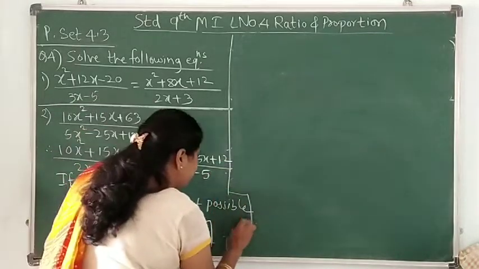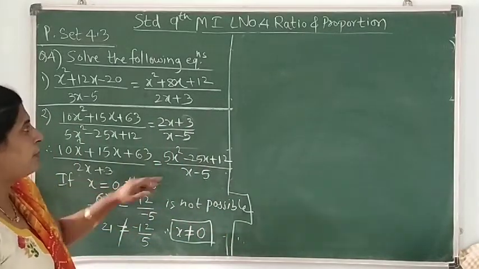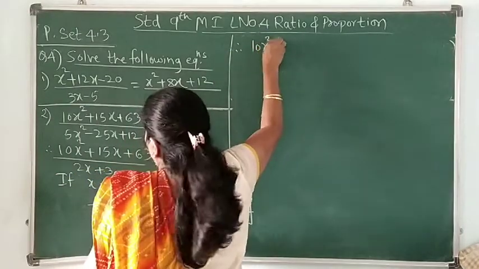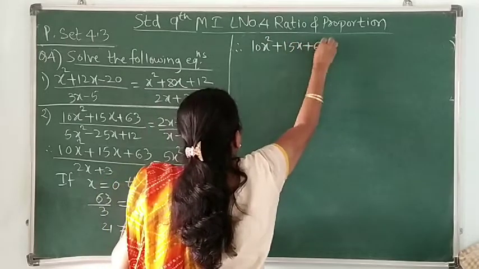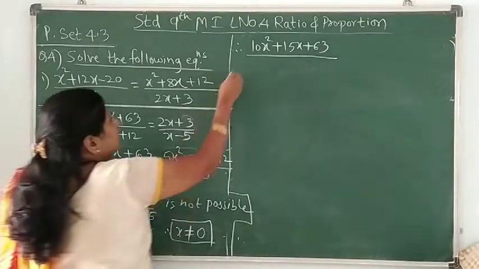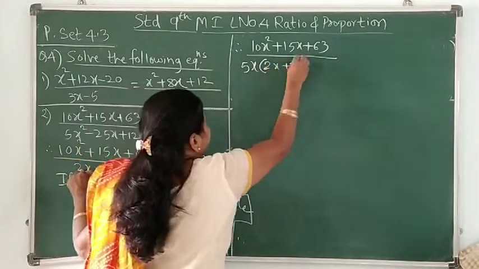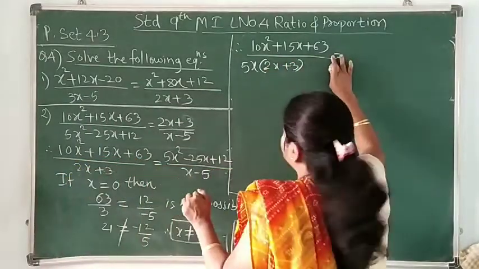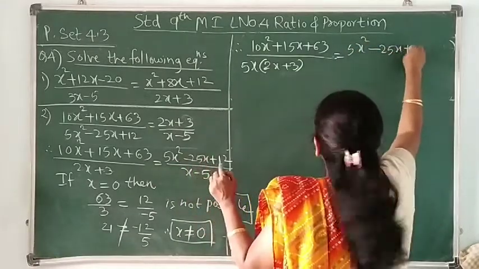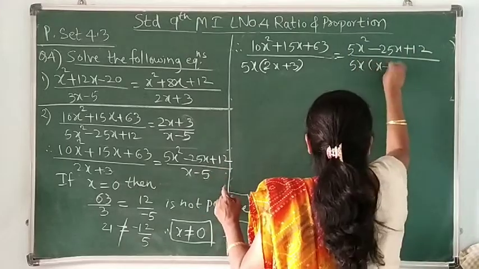And now let's multiply by 5x. If x is not equal to 0, then surely we can multiply by 5x. So now let's multiply here: 10x² + 15x + 63, and in the denominator we are multiplying by a non-zero term, 5x, in brackets (2x + 3). And on the right side, the numerator is 5x² − 25x + 12 upon 5x multiplied by (x − 5).